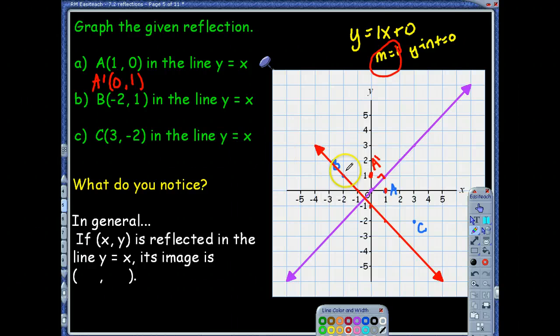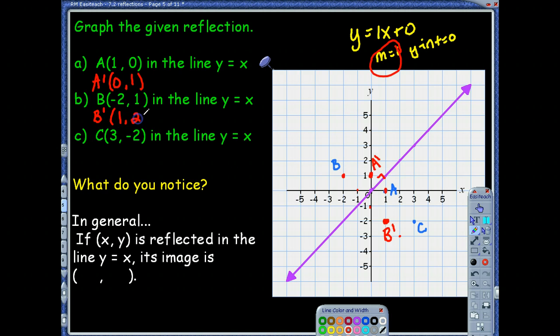But I noticed that to get from B to the line, it's really one whole diagonal and then a half of a diagonal. So I need to count, here's my half diagonal and one whole diagonal, and where that falls should be my point B prime. So that is (1, -2). I'm going to get rid of these extra pieces so we can see it. And there's my B prime: (1, -2).